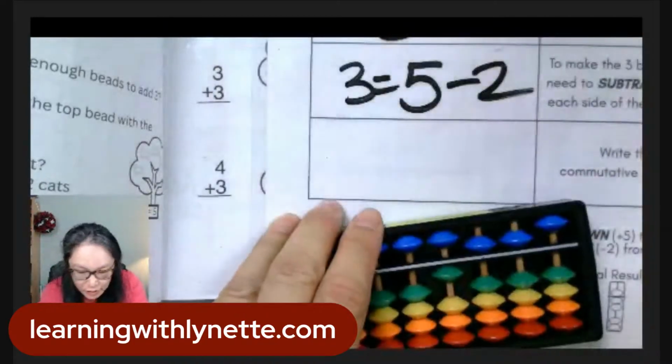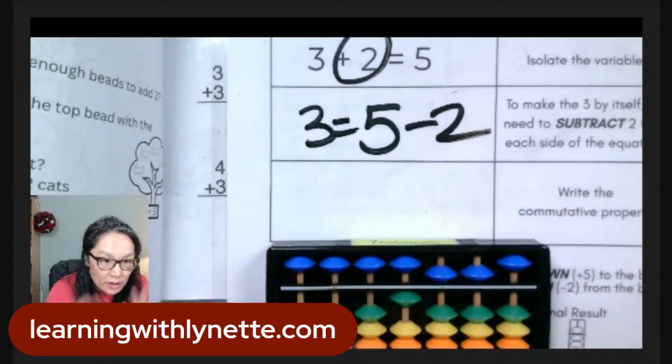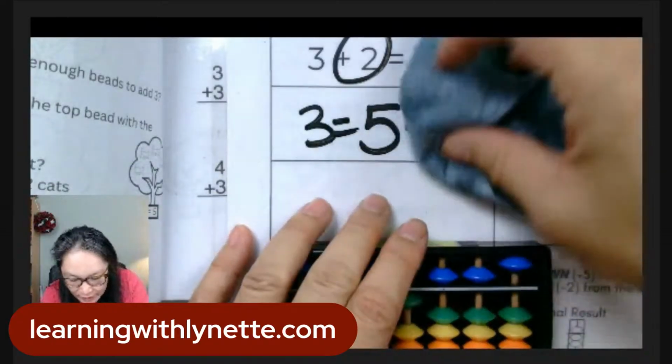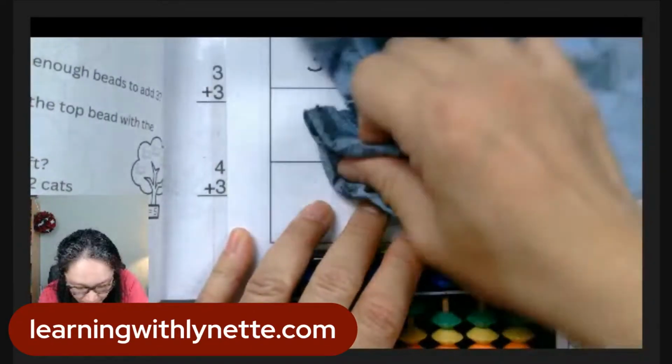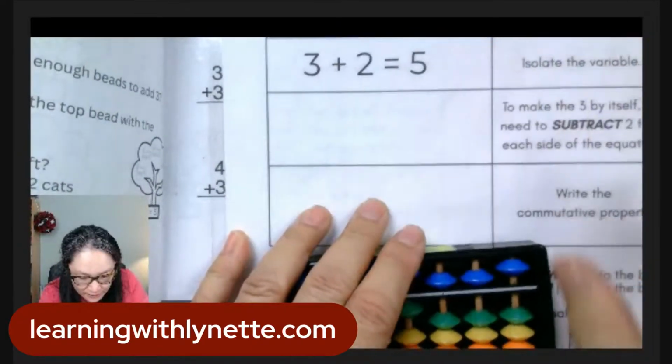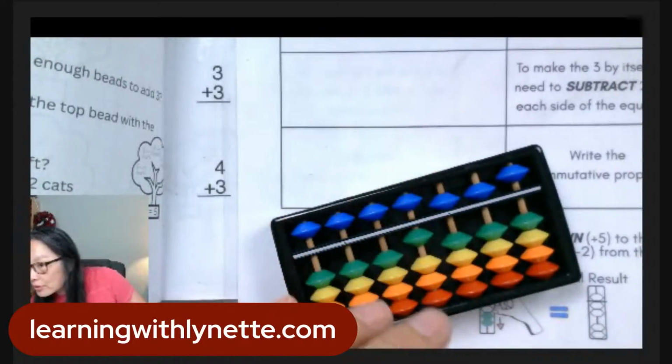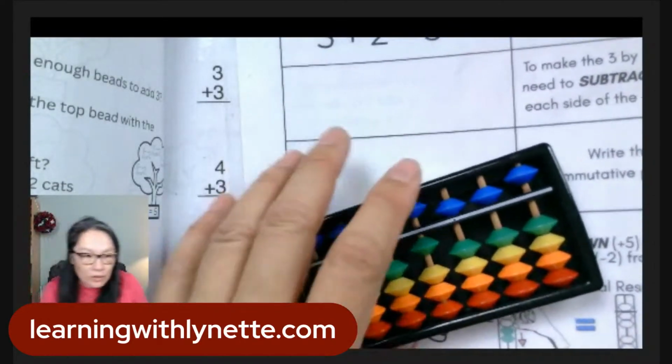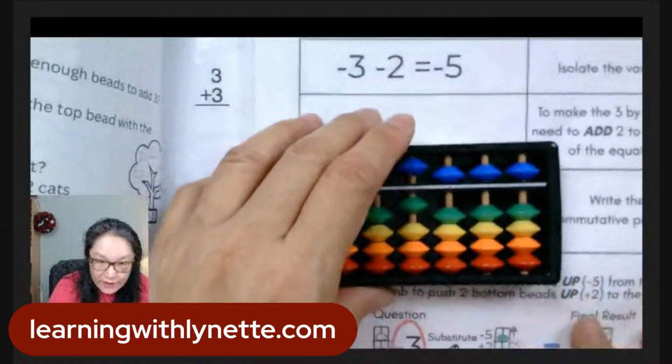So what did we just do? We just understood how to make a five. Are we okay with understanding how to make a five? We can do the minus five. Why do we want to minus the five? We want to minus the five.